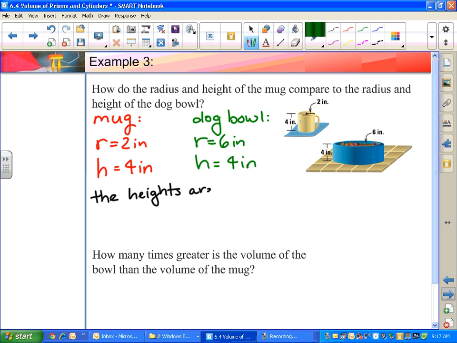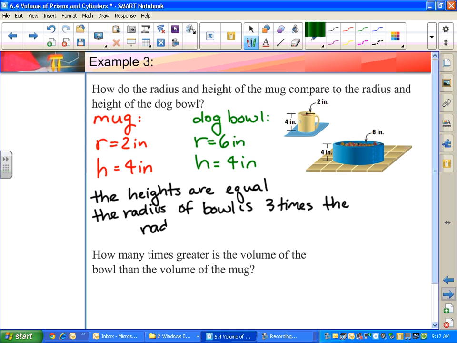So we might write the heights are equal, but the radius, since the radius of the dog bowl is 6 and the radius of the mug is 2, we could say the radius of the bowl is 3 times the radius of the mug. 2 times 3 is 6, so that means that the bowl, its radius is 3 times bigger.